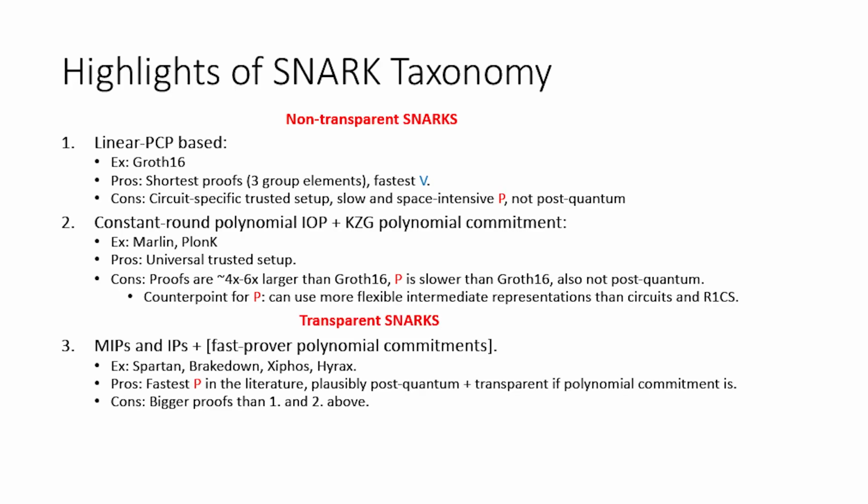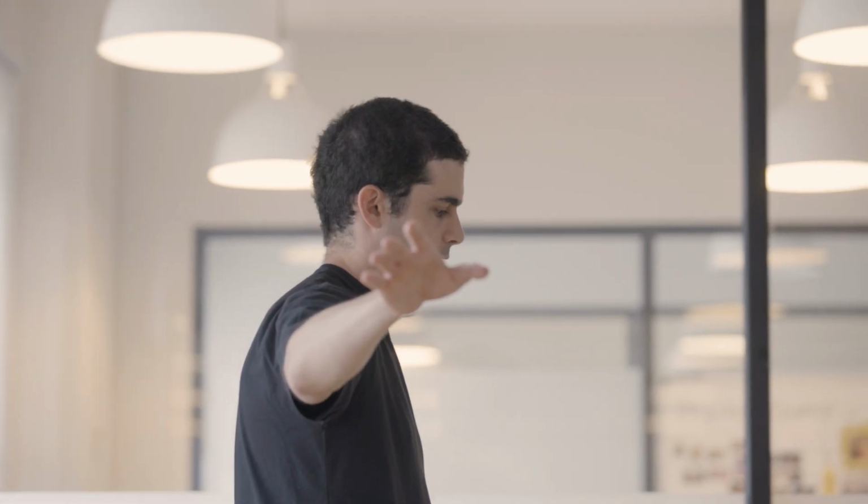Okay, the next category, now moving to the transparent SNARKs, is take any multi-prover interactive proof or interactive proof, and combine it with one of the fast prover polynomial commitment schemes, which of course tend to have bigger proofs. These things tend to always be in tension: prover cost and verifier cost. And the benefit of this, other than transparency and plausible post-quantum security, is that this is how you get the fastest prover in the literature. But people aren't using these today because the proofs are pretty big, and verification costs are very important in the things people are using these SNARKs for today.